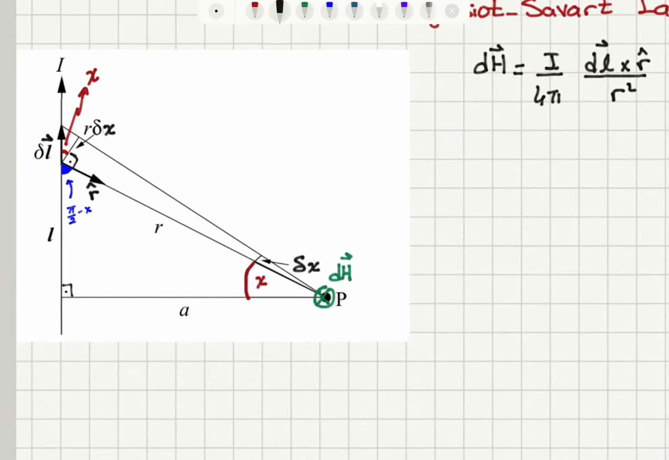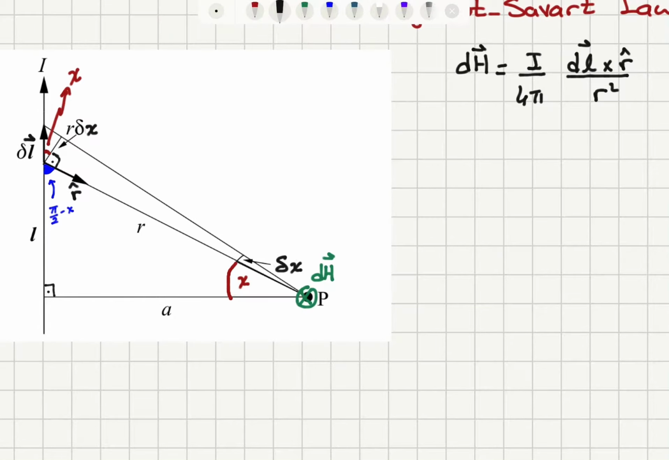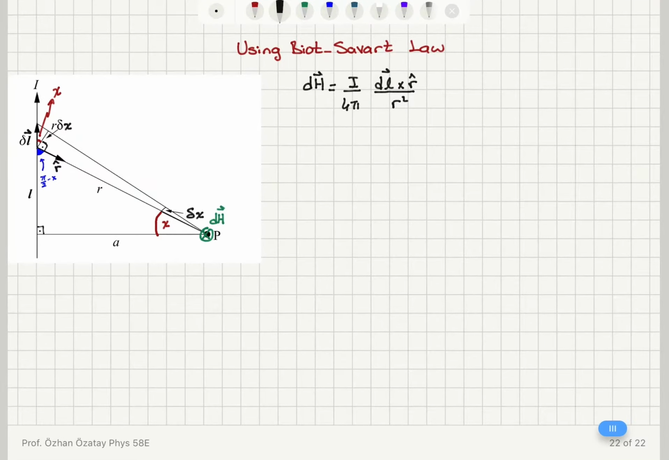So here we have the current I flowing in the wire. We are interested in the magnetic field at point P, dH, due to this current element, and then we will integrate over all current elements to get the answer.